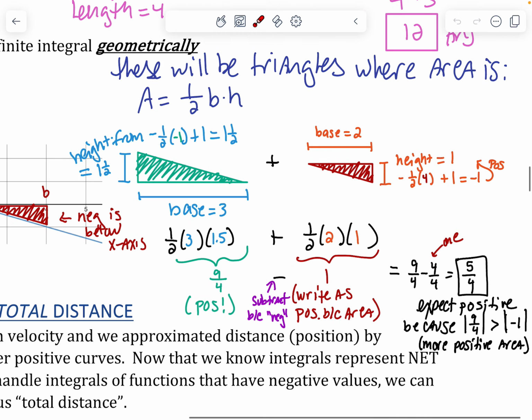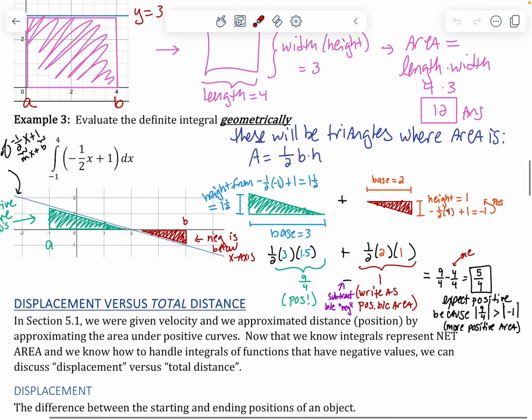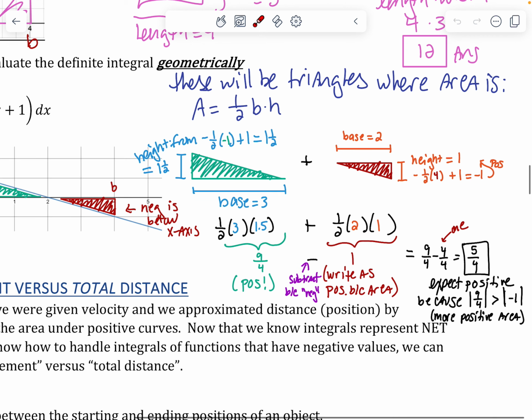And I got a positive answer, which I was expecting because visually the green triangle looks much bigger than the red triangle. But sometimes our degree of accuracy with sketching is hard to tell. But you'll notice if I took the absolute value of one triangle, in this case the green, and compared it to the absolute value of the other triangle, in this case the red, 9/4 is still bigger than 1.